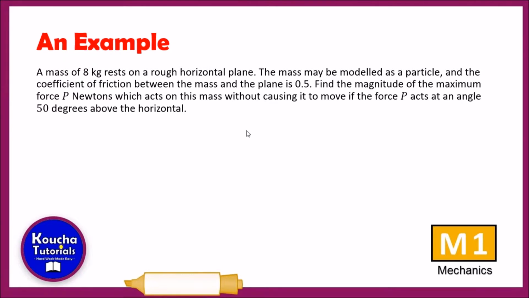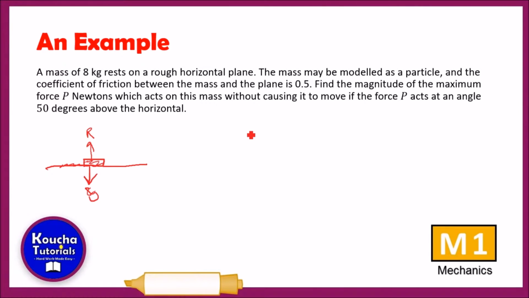Now, an example. Suppose we have a mass of 8 kg on a rough horizontal plane. The mass may be modeled as a particle, and the coefficient of friction between the mass and the plane is 0.5. Let's try and draw this out. We have a rough horizontal plane, not the straightest one, but this is meant to be rough. And we have a block of mass 8 kg, so the weight down is 8g. We also need a normal reaction going perpendicular.